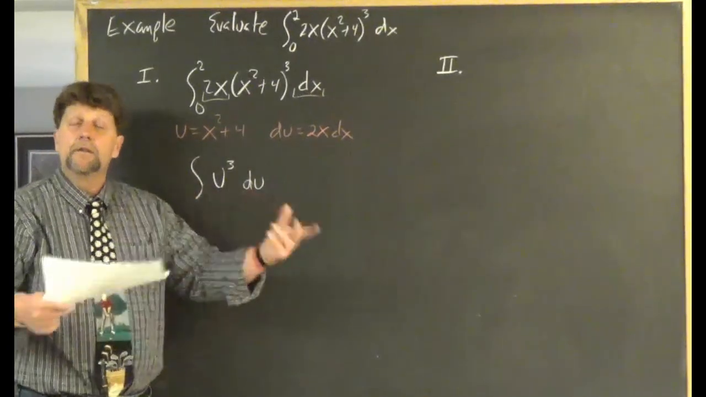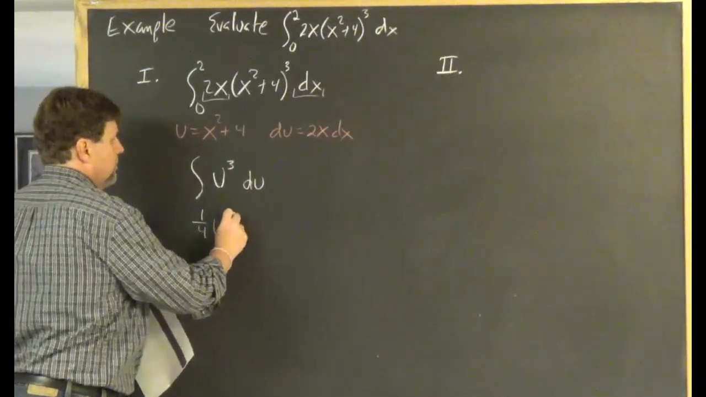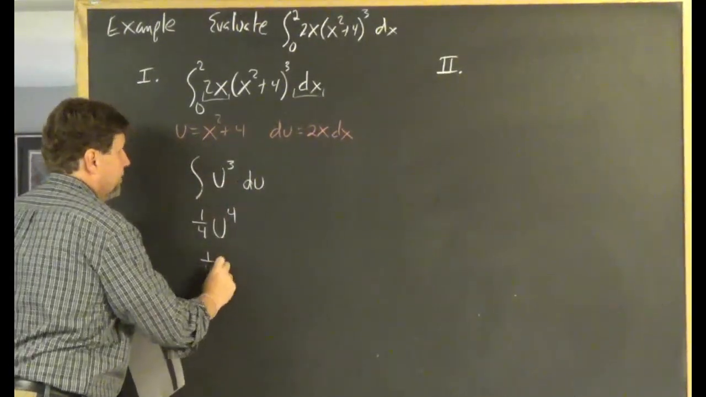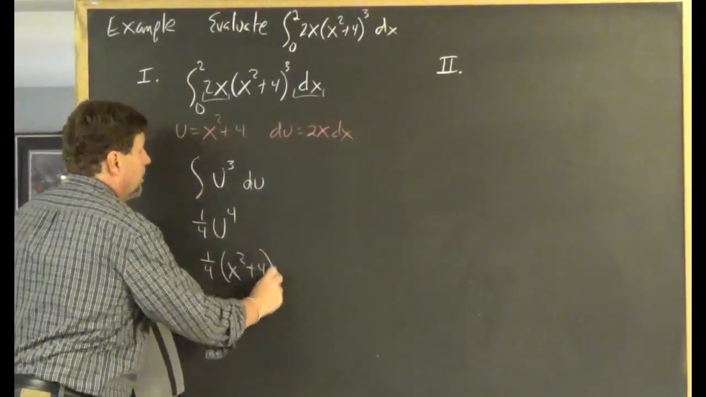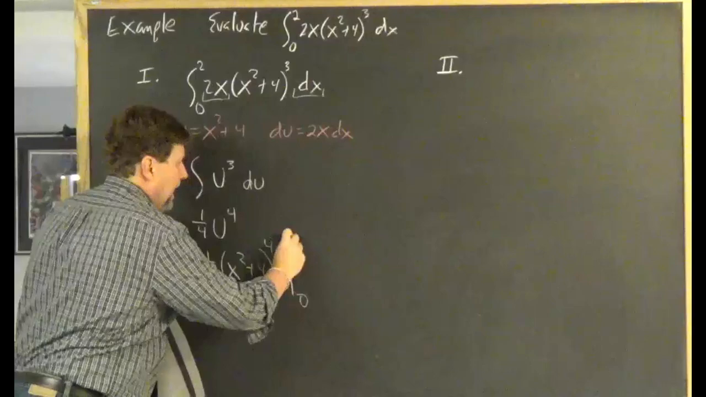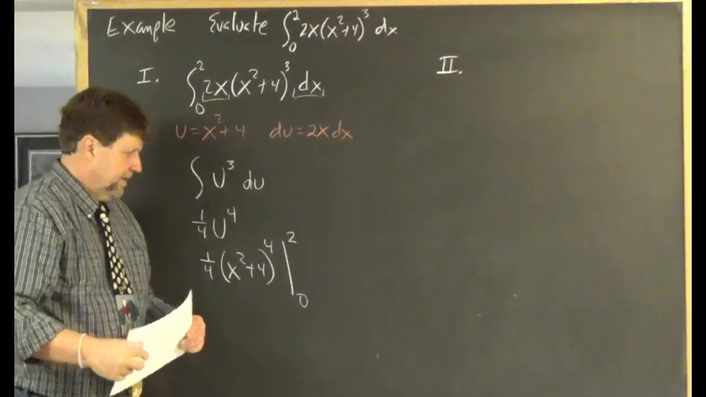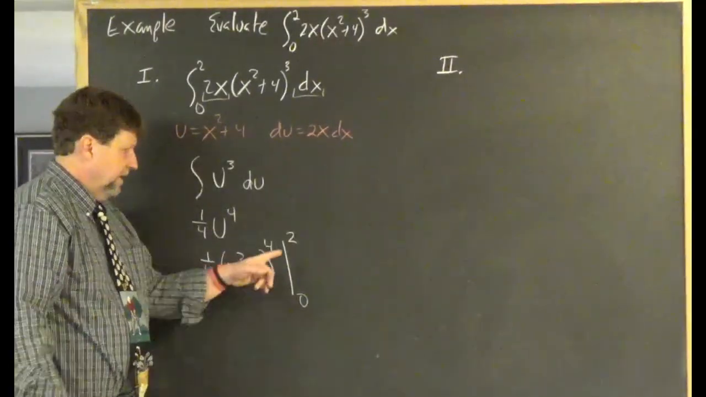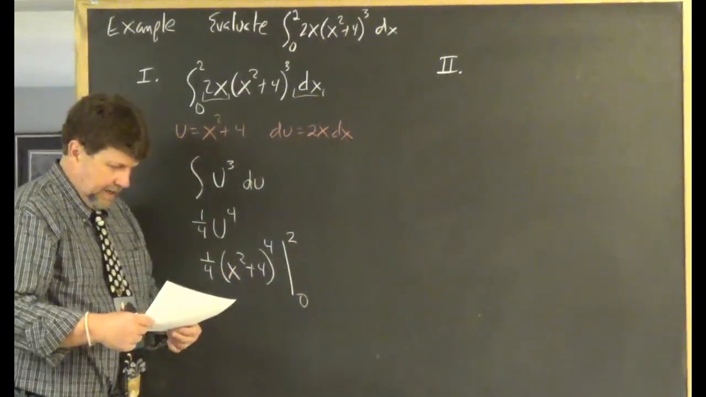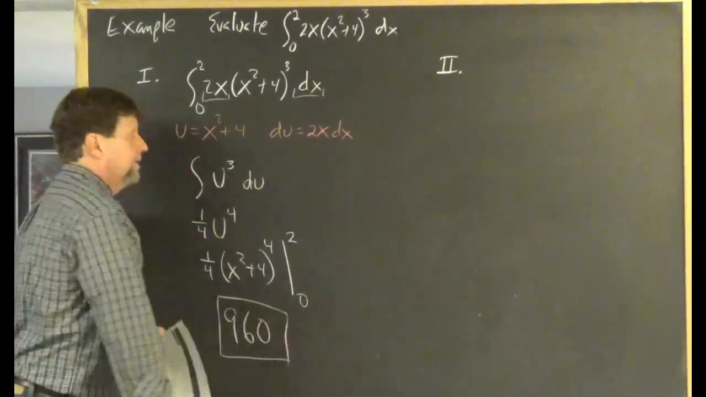So I leave off the limits, do the calculus, get an antiderivative. Antiderivative is 1/4 u to the 4th. Resubstitute. So put that back in for u. And now I bring back the limits of integration because I have my antiderivative in terms of x, so I can use the x limits. And now I crank this through the fundamental theorem of calculus, so you know the 2 goes in, minus, then putting the 0 in, and you should end up with 960.